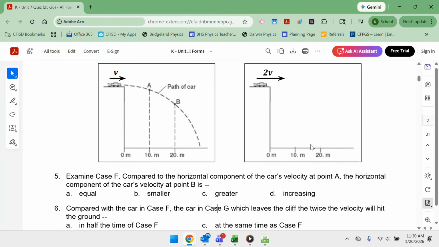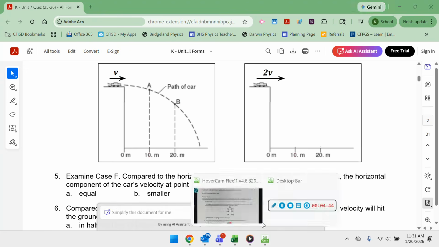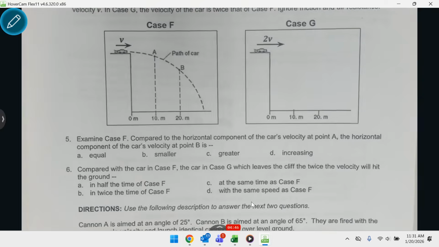Number 5 says examine case F compared to the horizontal component of the car's velocity at point A. The horizontal component of the car's velocity at point B is. And again, this is the same question that was already in there previously. It's just worded slightly differently, but otherwise it's exactly the same. So I'm going to go to the paper copy so that I can write on it.